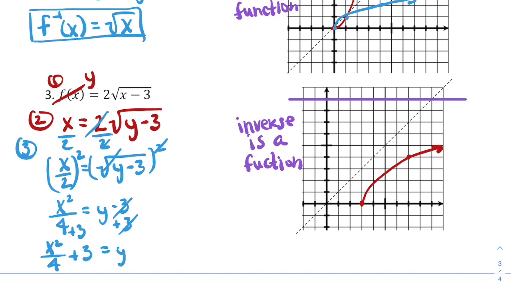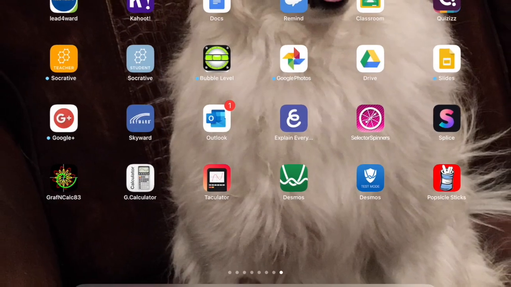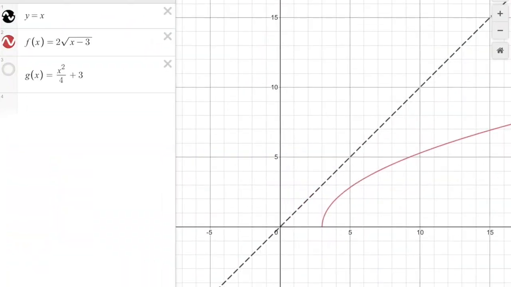All right, so let's plot that and use the plot to decide what we might need to do about our domain or range. So looking at Desmos again, when I plot this, I get a parabola because I have an x squared. So I'm going to need to restrict things in order to not have a parabola.